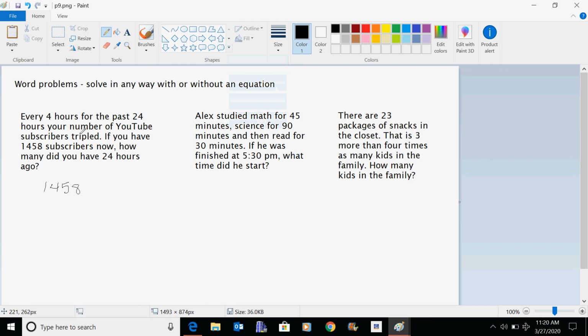So really what we're going to be doing is every 4 hours it tripled. So we're going to be going backwards. 4 hours ago, which would be at the 20-hour mark, we would have to divide 1,458 by 3. I'm going to divide that by 3, and that'll give you 486. So 486 subscribers at 20 hours.